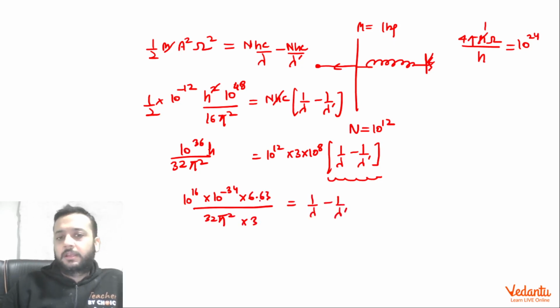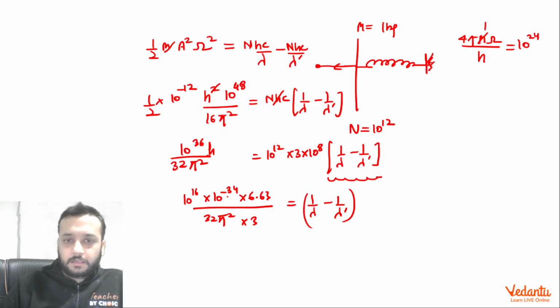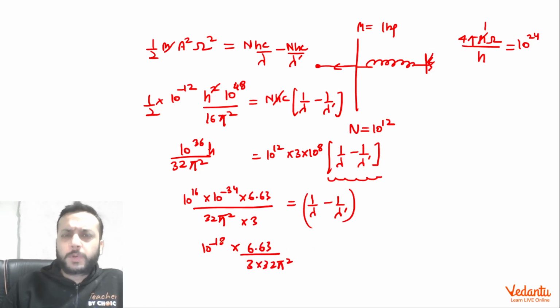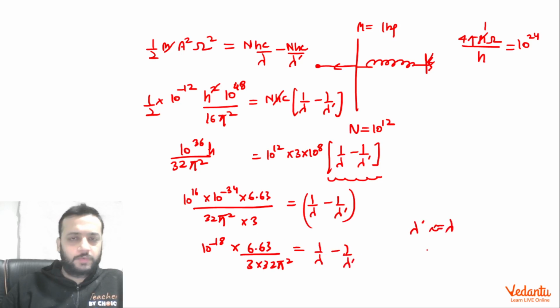Now you see the order of this value; you can just ignore this, it will not make much difference. This is 10 to the power minus 18 times some value, 6.63 divided by 3 into 32 pi square, which is not very significant. But this 10 to the power minus 18 is super small, and hence we can say that lambda dash must have been super close to lambda, because this is almost zero. Hence lambda dash is almost equal to lambda, and it was a very reasonable assumption to make, right?